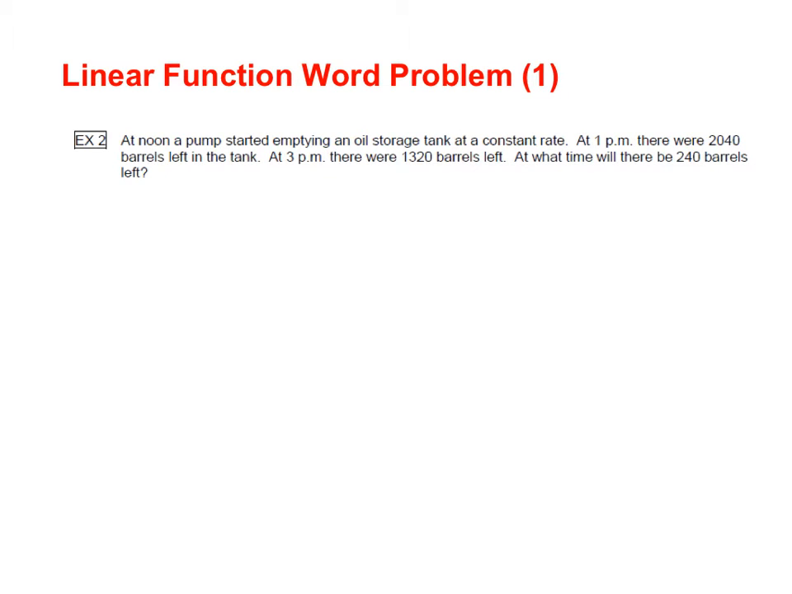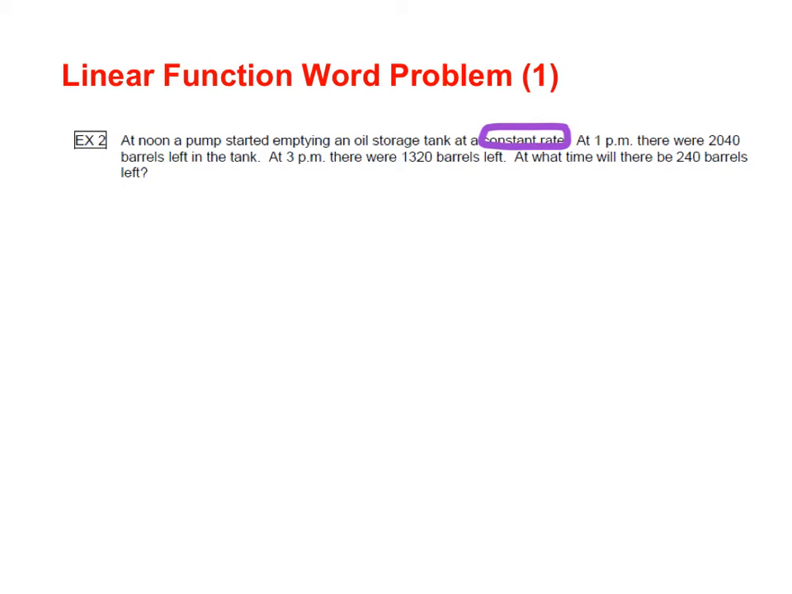All right, so we've got a nice little word problem here to look at. It says, at noon, a pump started emptying an oil storage tank at a constant rate. So constant rate, that tells me this is going to be linear and that we're going to be able to find a slope. At 1 p.m., there were 2,040 barrels left in the tank. At 3 p.m., there were 1,320 barrels left. At what time will there be 240 barrels left?